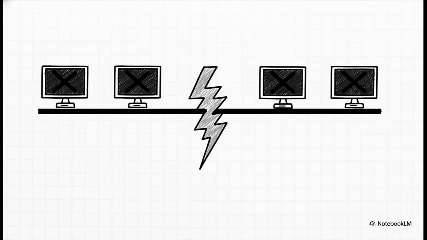Now, the great thing about a bus setup is that it's incredibly cheap and super simple to wire up. But there is a massive downside. A single break anywhere in that main backbone cable will literally bring the entire network crashing down. Because of that major single point of failure, you're mostly only going to see this in older legacy setups, like early 10-base-2 Ethernet or your traditional cable TV distribution networks.